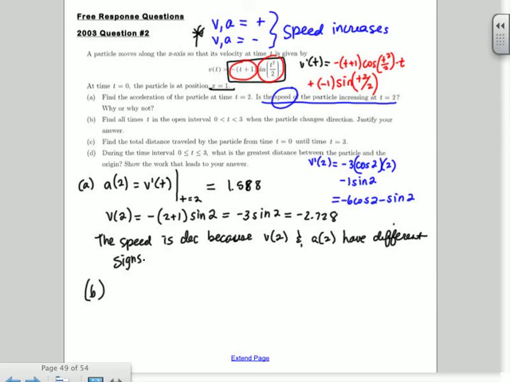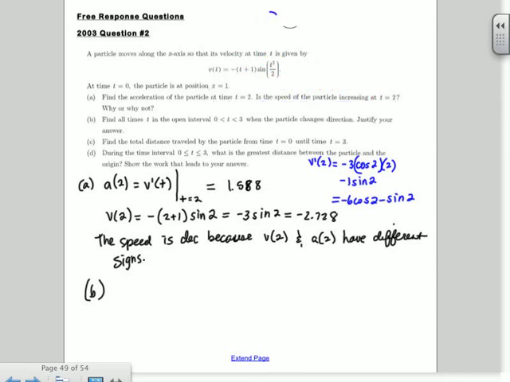Okay, part B. Find all times t in the open interval 0 to 3 where the particle changes direction. Justify your answer. So how am I going to find if something changes direction? Yeah, you're going to find when it changes from positive velocity to negative or from negative to positive. So let's go ahead and graph the v of t. So let's graph this in for our y1. So I'm going to have negative x plus 1 in parentheses sine of x squared over 2.